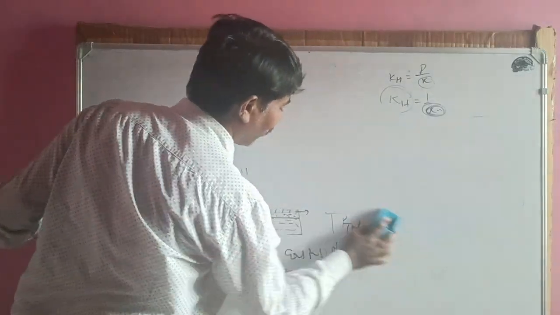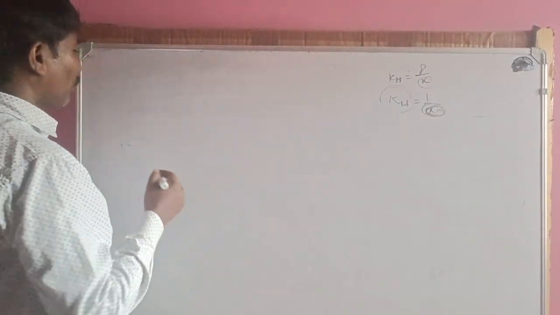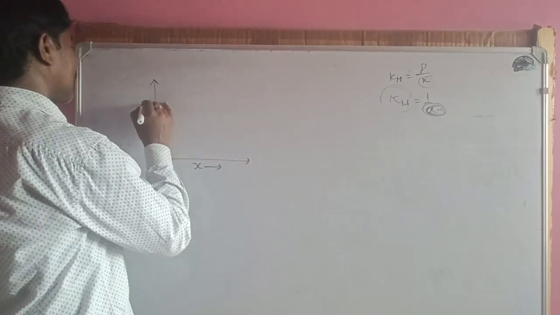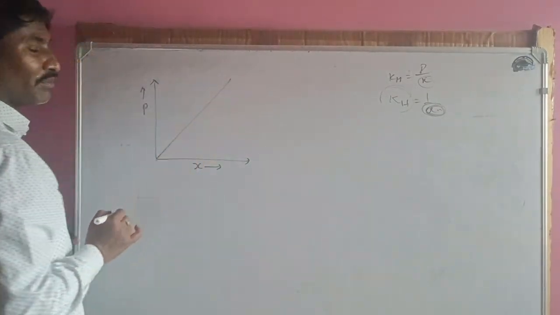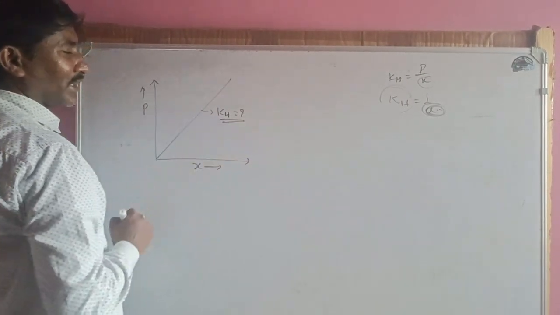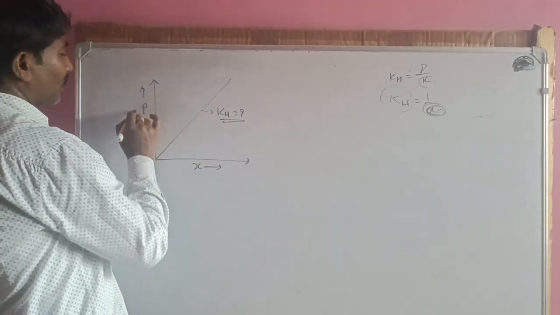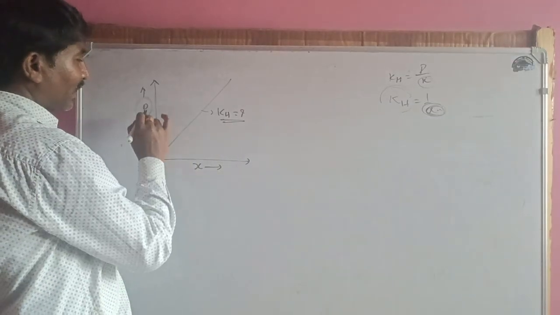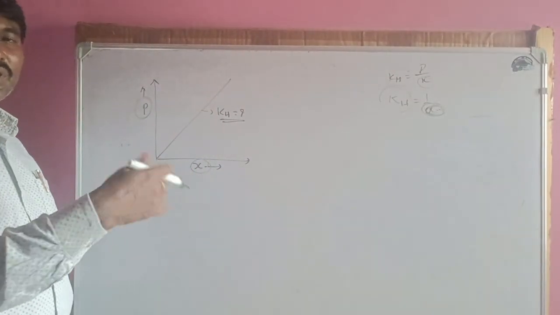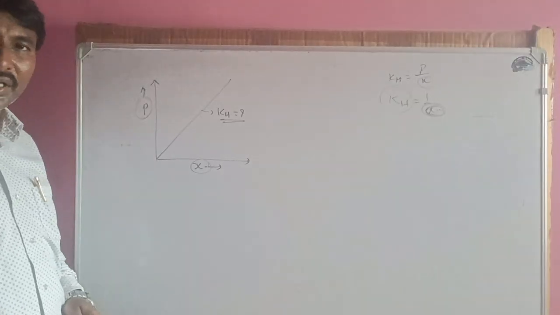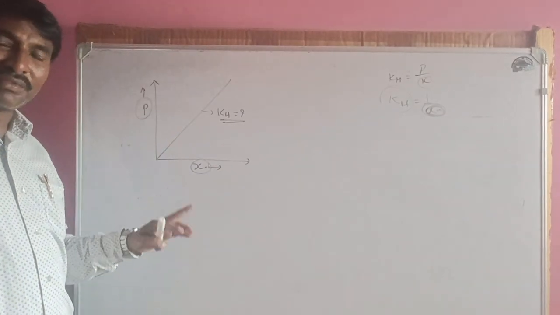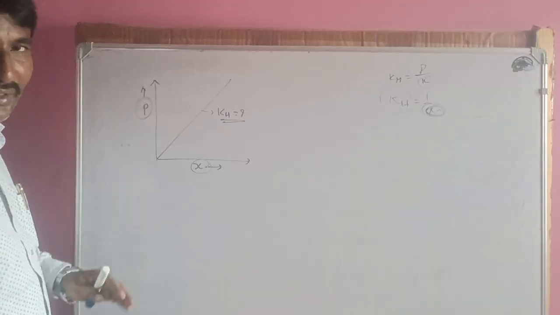This is the graph between the partial pressure and the mole fraction. Partial pressure is taken on the y-axis and mole fraction on the x-axis. It gives a straight line, and the slope is KH. When the partial pressure of the gas increases, the mole fraction of the gas also increases, and the solubility also increases.